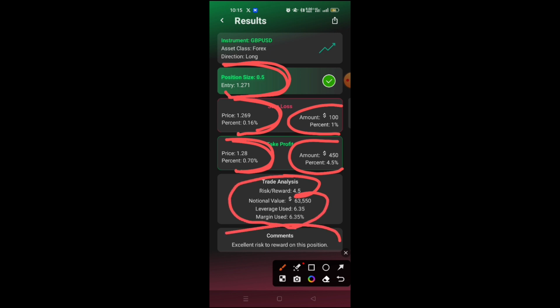Then the comment: excellent risk to reward ratio. It means that the RR is very, very good. So these are what you should kindly take note of. So let me do this example too on MetaTrader: 1.271, 1.269, 1.28. So let's go to MetaTrader and place it. So you will see that it's the exact amount, 100 to 450, that you will see on your MetaTrader.